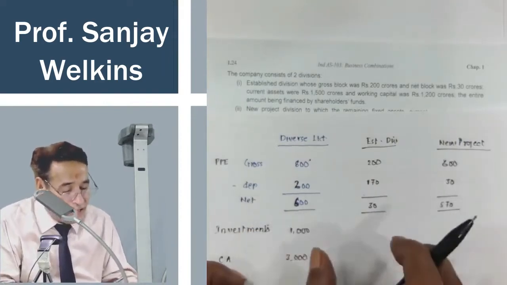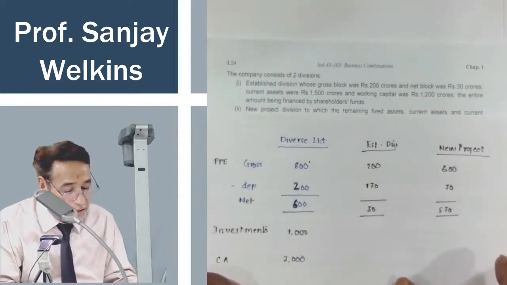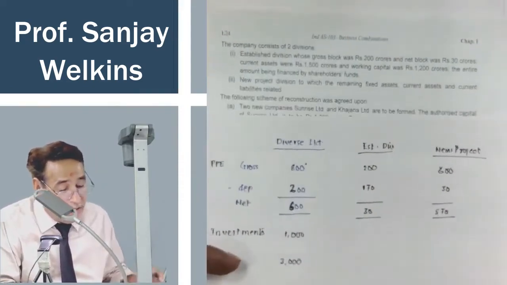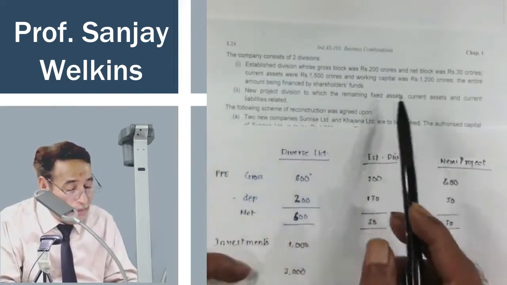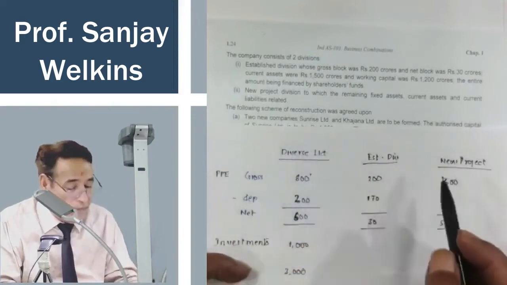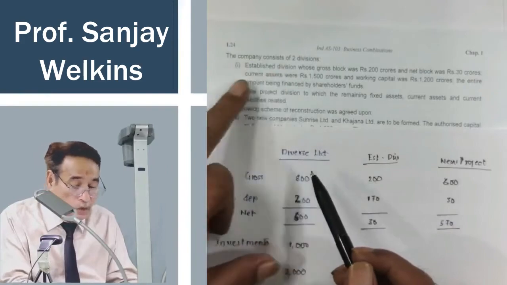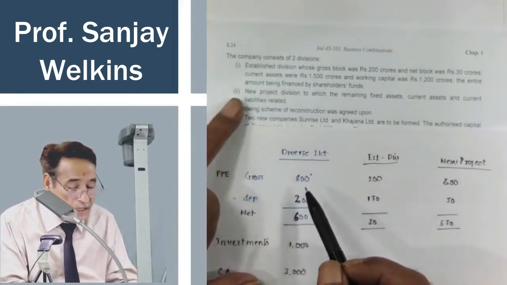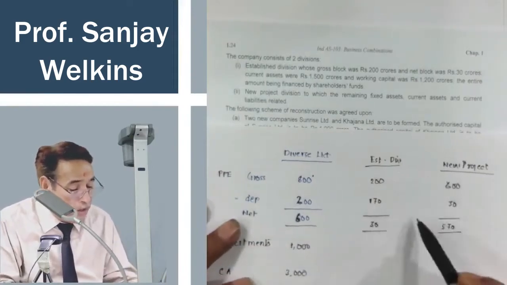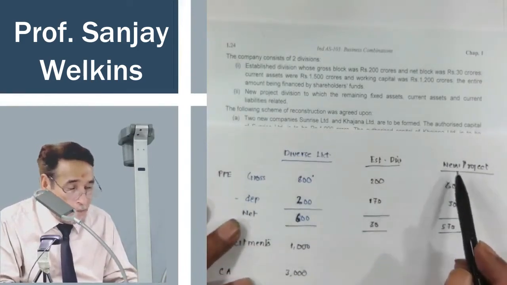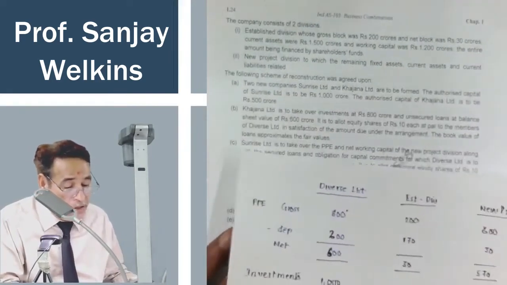So that is how we have segregated the value of property, plant and equipment into these two divisions. Further, it is given that the company consists of two divisions, one is the establishment division and second is the new project division, to which the remaining fixed assets and current liabilities are related. So whatever remaining amount of property, plant and equipment is there must belong to the new project. Is it clear?